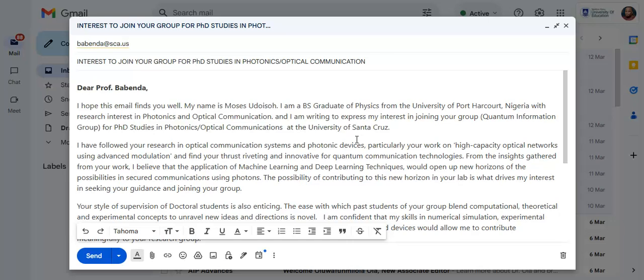First, before you do any of these things you are seeing in my inbox, there are a number of things I have done. One, I have gone in search of this professor. I have found the name of his university. I found the name of his specific research group, the Quantum Information Group.